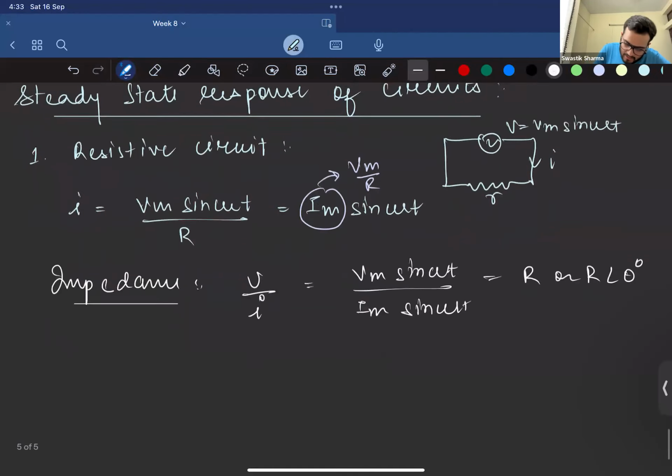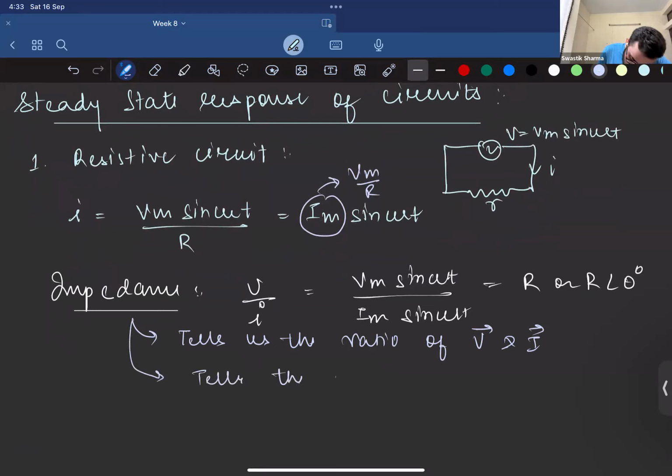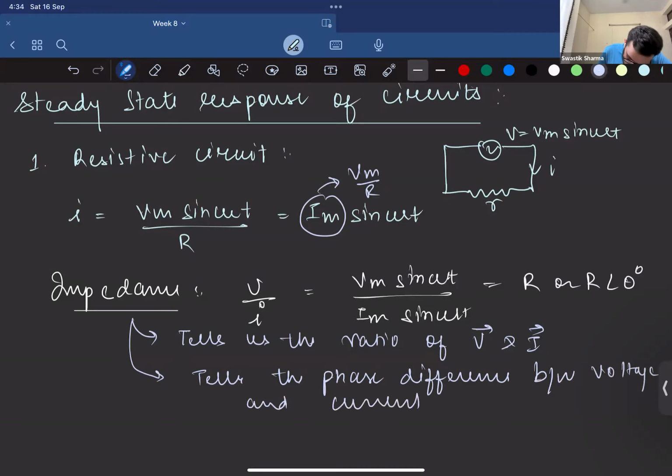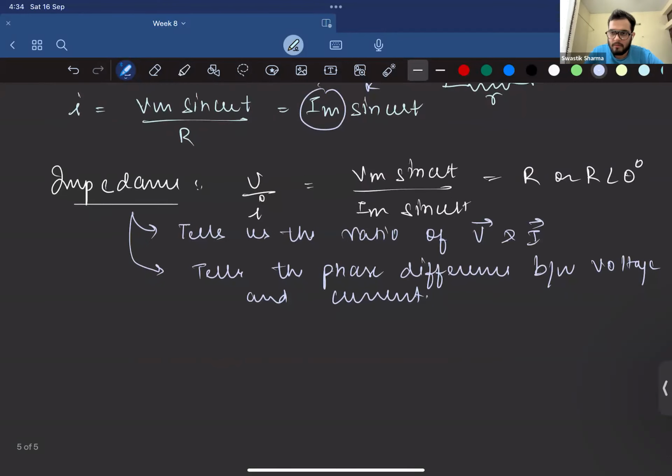So we should remember that an impedance tells us the ratio of phasor voltage and phasor current, and it also tells the angle difference, the phase difference, between voltage and current, right? So any doubts until this point, and then I'll move ahead.